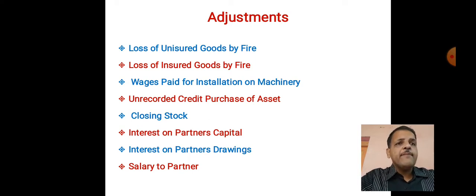Let us take example. Goods of rupees 20,000 lost by fire, and an insurance company is going to pay us compensation of rupees 16,000. What we have to do is 20,000 is our actual loss, that will be on trading credit by goods lost by fire.